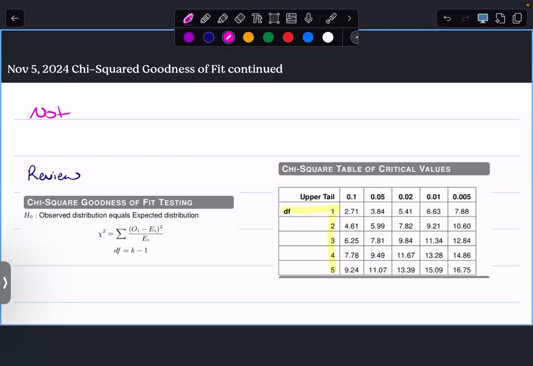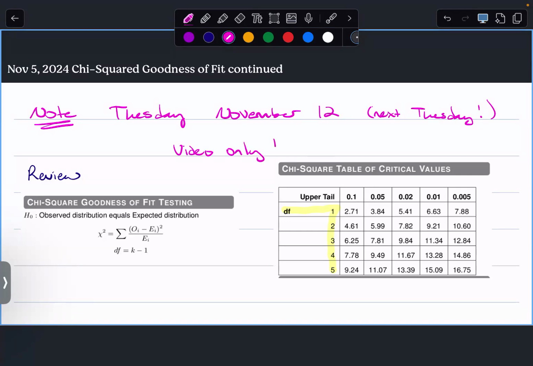Note: Tuesday, November 12th, so that's next Tuesday, we're going to do video only. Watch at your leisure. Obviously, watch it before the Thursday. Everyone's still swamped with other things at this time of the year. My other class this morning said, oh good, because I have a test that day anyway. So that's fine.